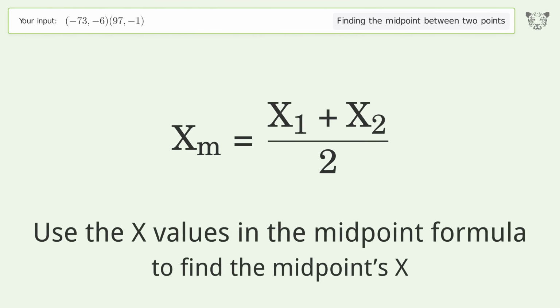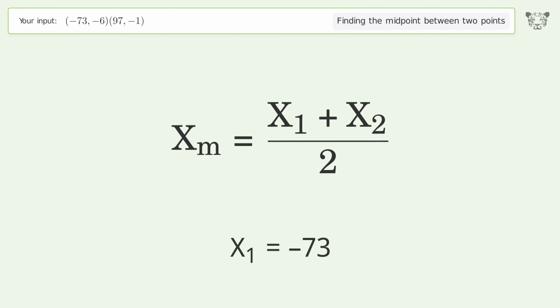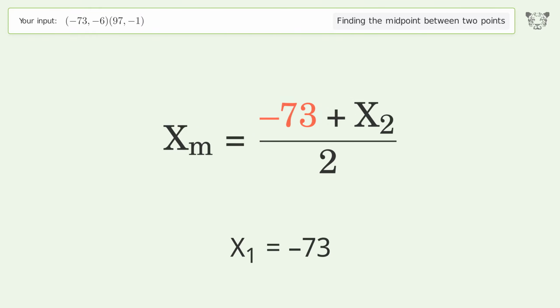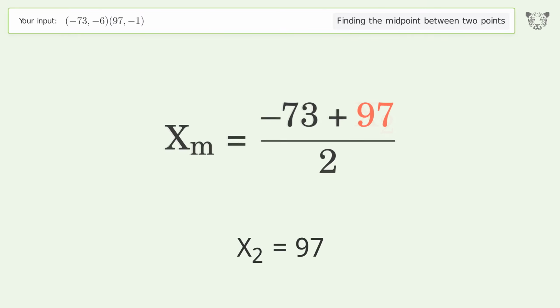Use the x values in the midpoint formula to find the midpoint's x. x1 equals negative 73. x2 equals 97. Simplify the arithmetic.